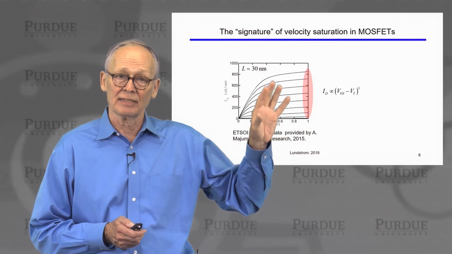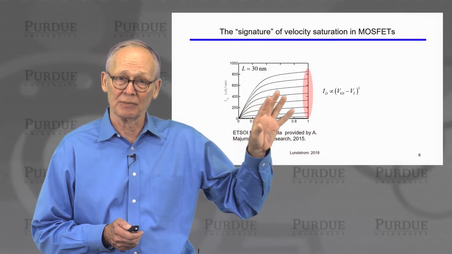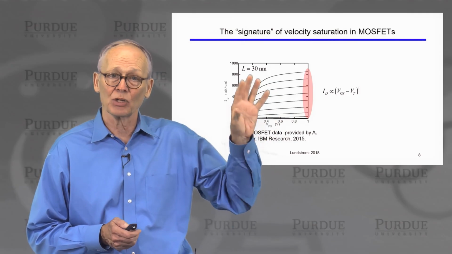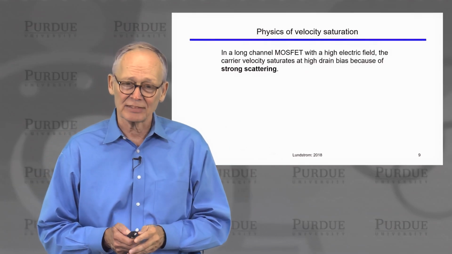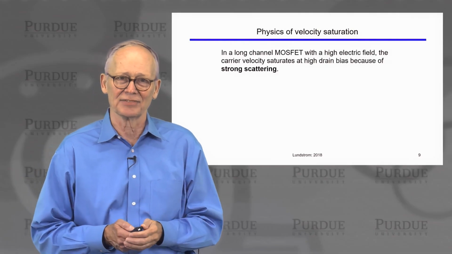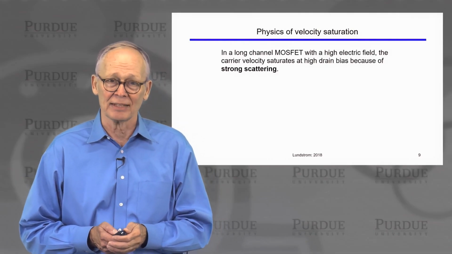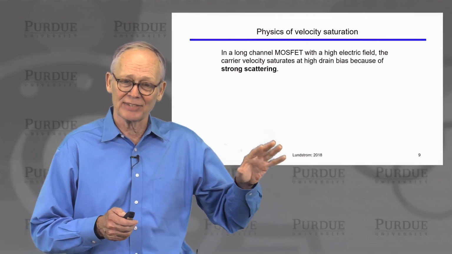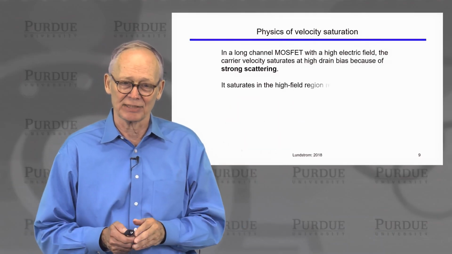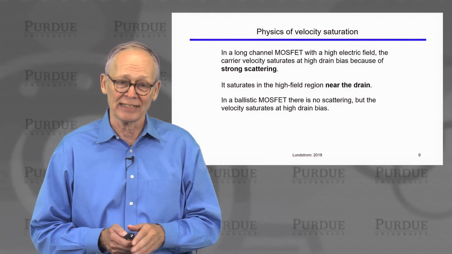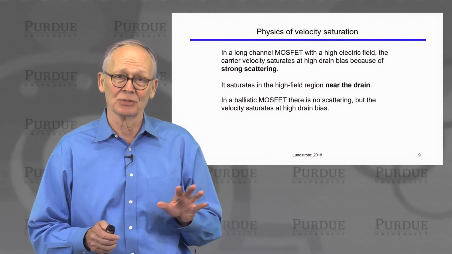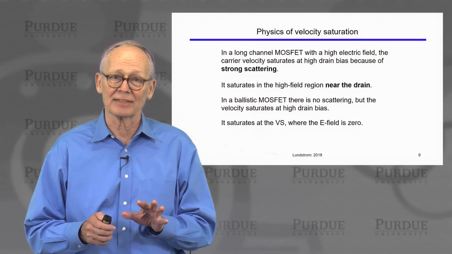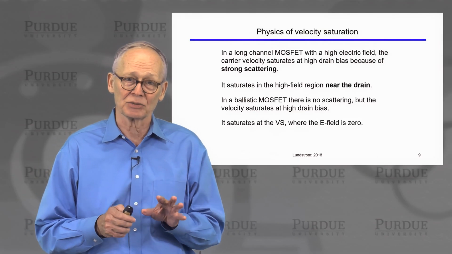But we've seen that the velocity saturates in a ballistic MOSFET. So the IV characteristics of a ballistic MOSFET would also look like this. So that's kind of interesting to see, and we'll discuss the physics of that saturation now in a minute. But we can point out that in a long channel MOSFET, it's scattering that saturates the velocity, and it happens near the drain. In a ballistic MOSFET, there is no scattering, and the velocity saturates at the top of the energy barrier between the source and the channel.